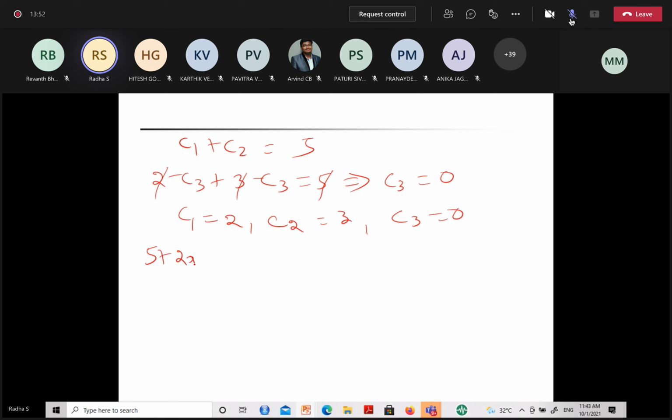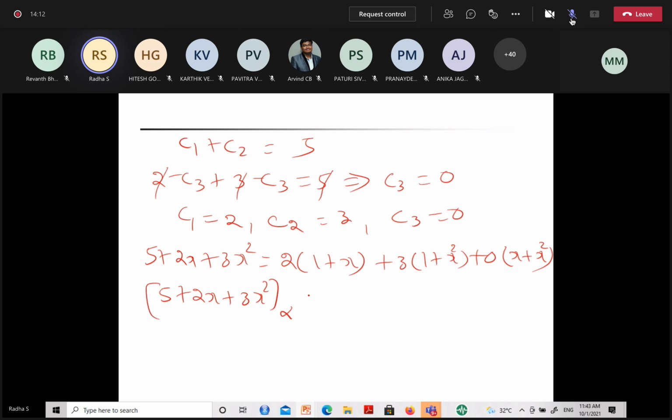So 5 plus 2x plus 3x square is 2 times 1 plus x, plus 3 times 1 plus x square, plus 0 times x plus x square. Right? So 5 plus 2x plus 3x square with respect to alpha, the coordinate vector is, can you say what is that? What is the coordinate vector? 2, 3, 0. Clear? You understood what you mean by coordinate vector? Yes, ma'am. Okay, I'll proceed.